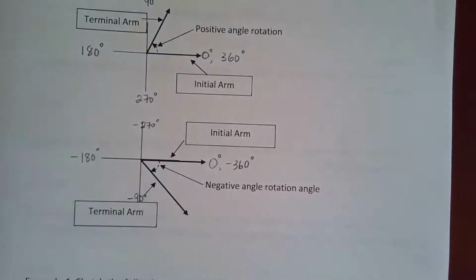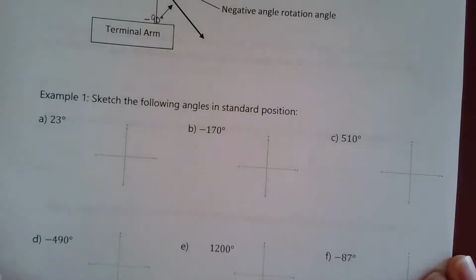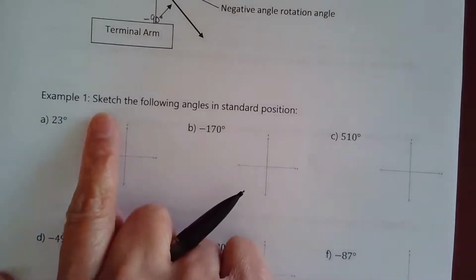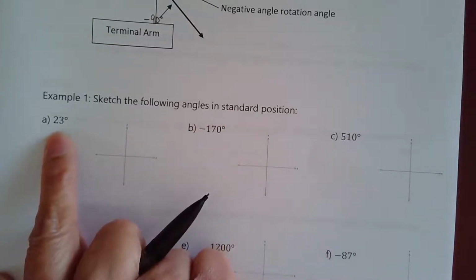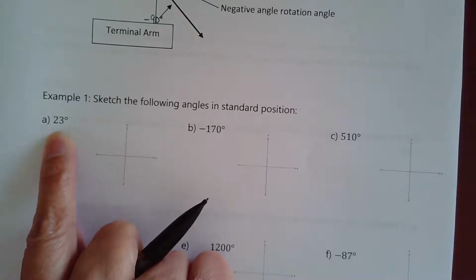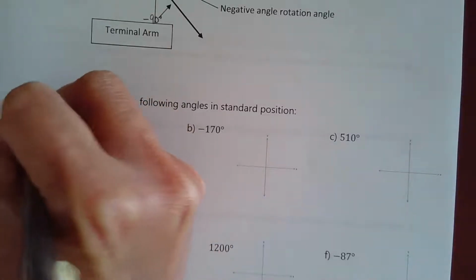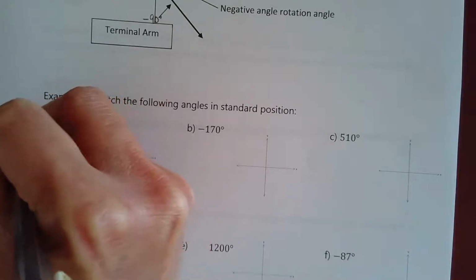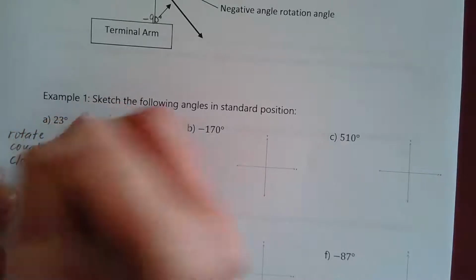So what we're going to do is take a look at this one in here. Example number 1. Sketch the following angles in standard position. So in standard position, this is positive 23 degrees. So that means we are going to rotate our arm from the initial arm 23 degrees counterclockwise.